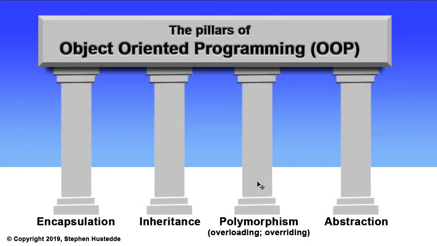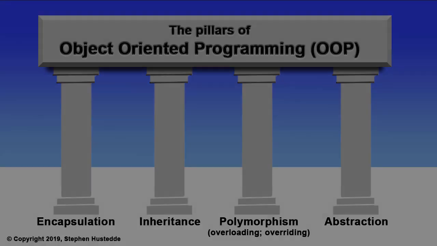The third pillar is polymorphism, which includes overloading and overriding methods. This is tied to methods, often as part of inheritance, but it need not be. These could be part of just a base class where we have multiple constructors or multiple methods that take different signatures or different parameters being passed.